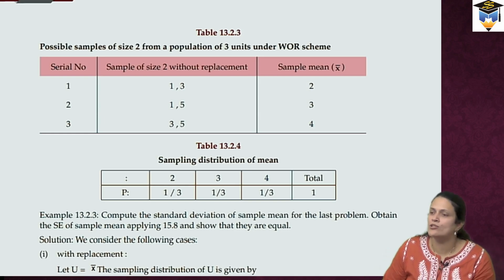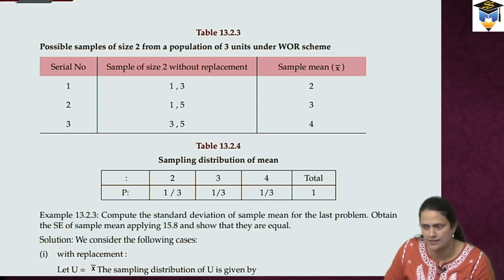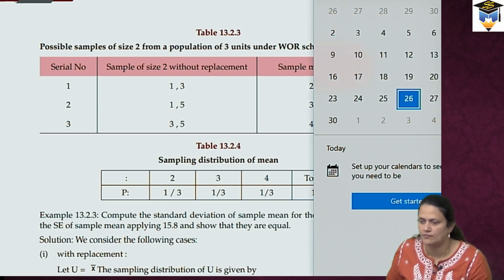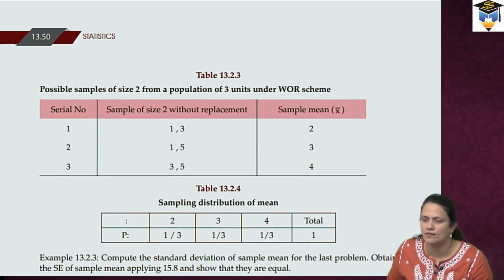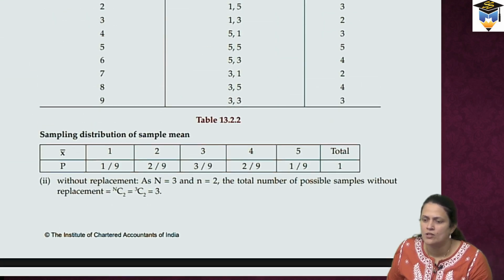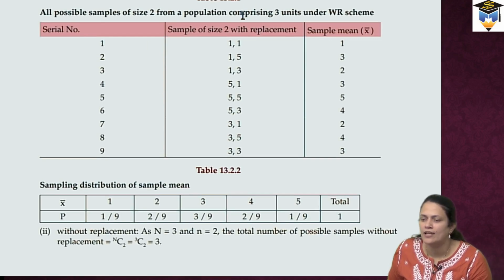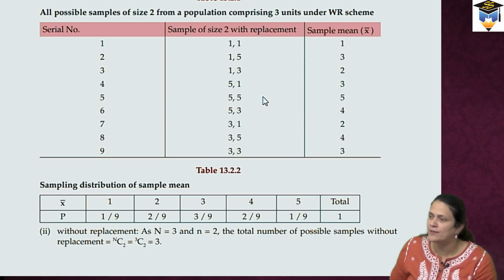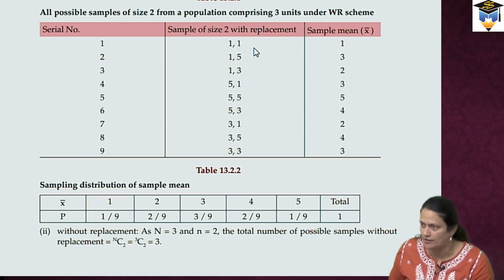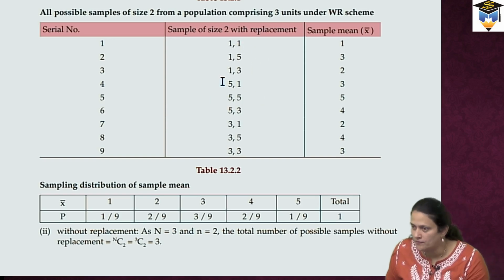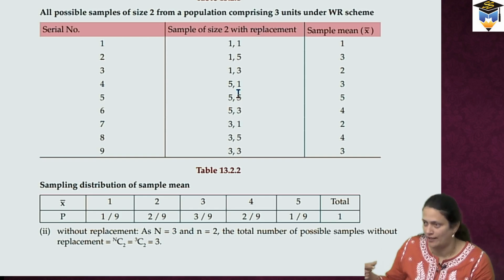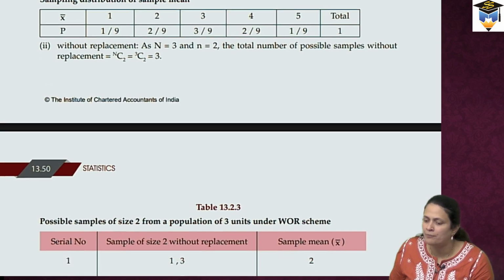Have all of you understood this part? So far, what we have done is with replacement, meaning 1,1 is taken, again they have taken 1, again here they have taken 5,1, so it is repeated again and again. Whereas if you see in without replacement, have they repeated any number?